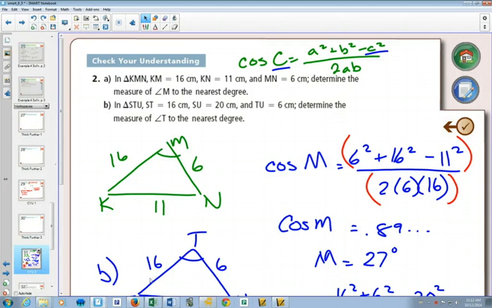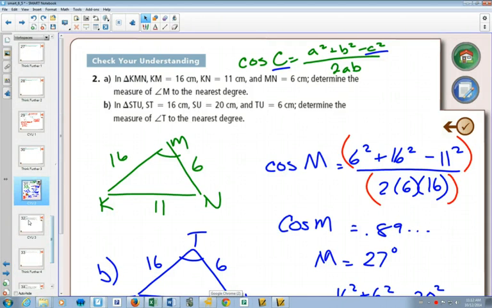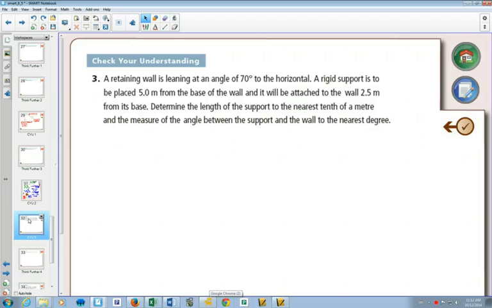Oh, this is example 2. There's example 3. All right. So we have a retaining wall. So you've got some kind of wall that's holding up stuff and keeping dirt out and that sort of thing. And because of what's pushing up against it, it's starting to lean at an angle of 70 degrees.